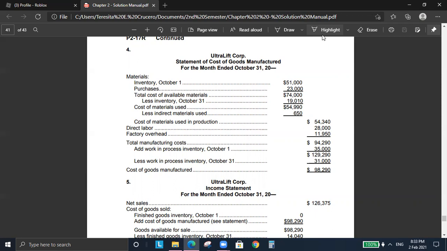Both of these are debited to the work in process account. So in total, we add the work in process inventory on October 1, and we get the total. We deduct the work in process inventory on October 31. The difference is the cost of goods manufactured of 98,290.